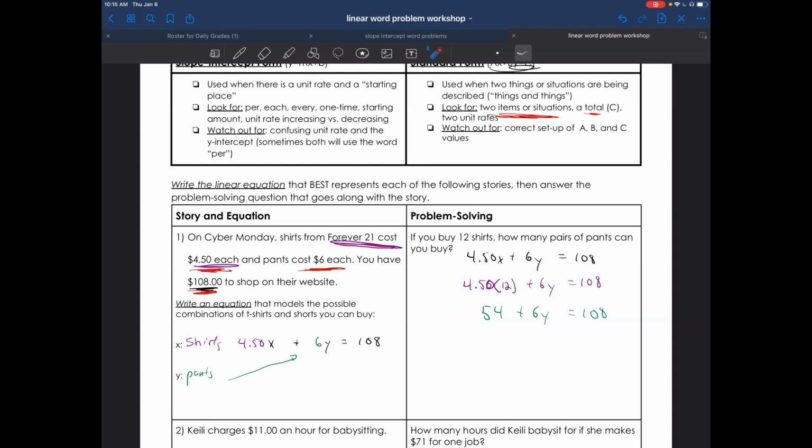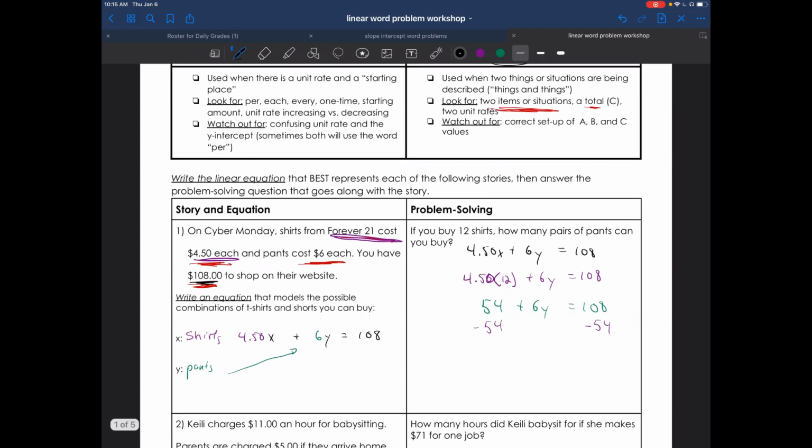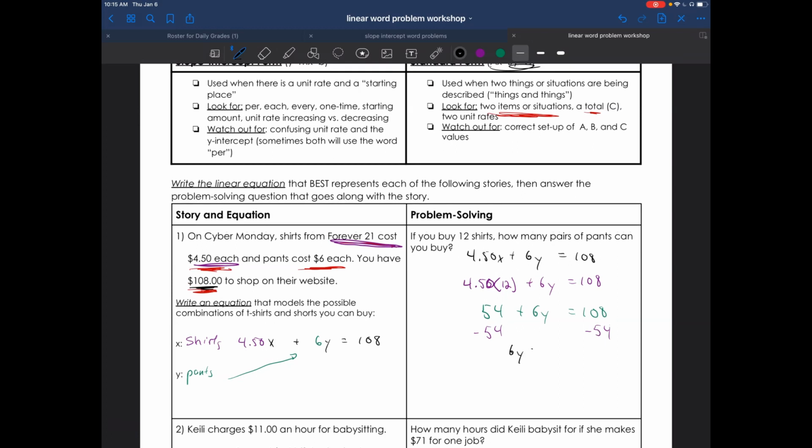So now I want to solve for Y, okay? The first thing I'm going to do here is subtract 54 from each side because I know that I can do that. And that helps me get the 6y more isolated. So that is going to give me 6y equals 54, because 108 minus 54 is 54.